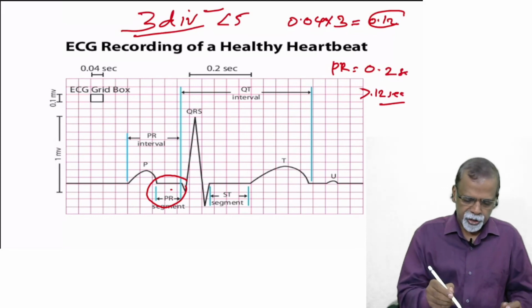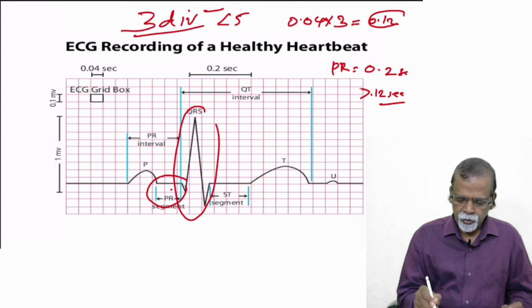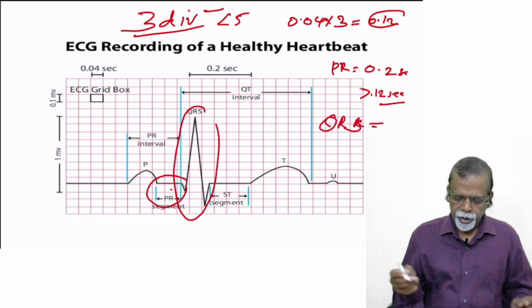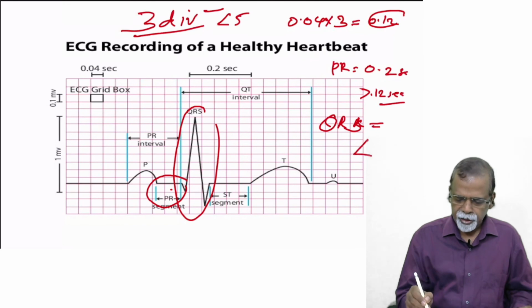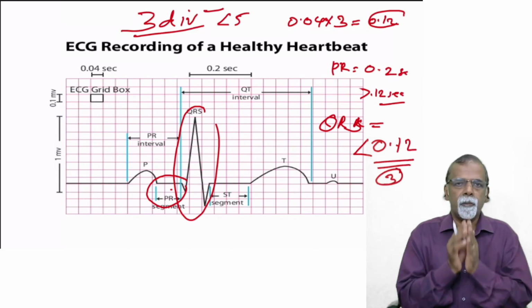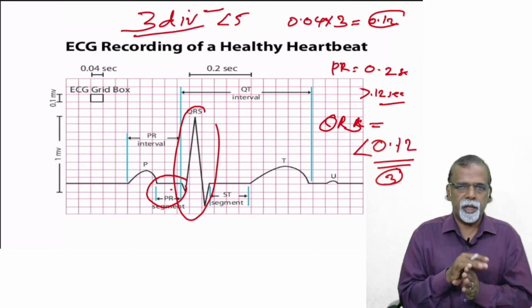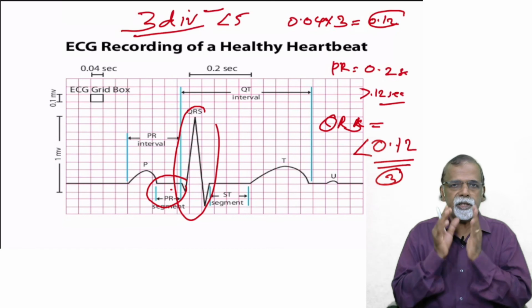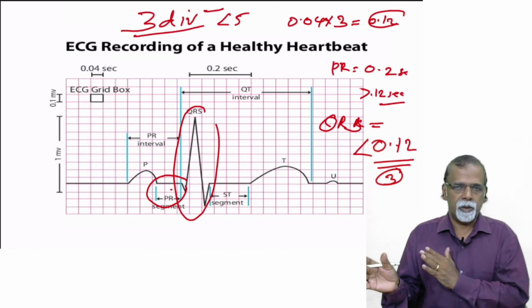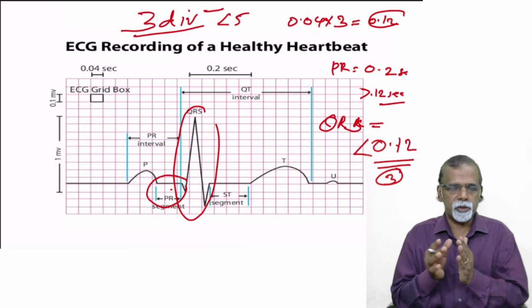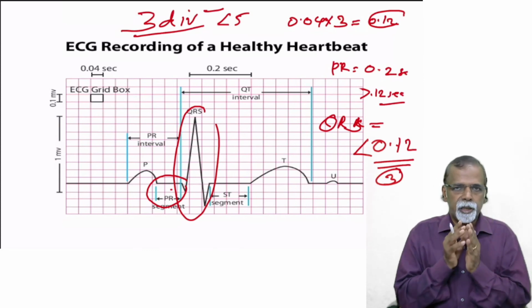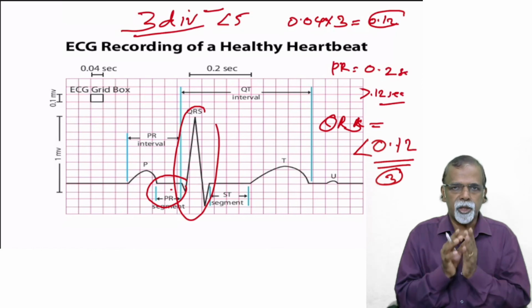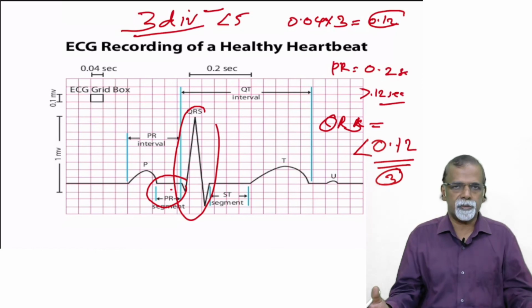The second duration you should remember is the duration of the QRS. QRS is called narrow or broad. Narrow means it will be less than 0.12. 0.12 is 3 divisions, so the QRS complex again should be less than 3 divisions. Actually it is less than 2.5, but you cannot measure 2.5, so we take it as 3. If it is 3 or more, it is abnormal. So as with the PR interval, the QRS complex should be less than 0.12 or 3 divisions. If it's more, it is a broad complex. Hope it is clear to you.